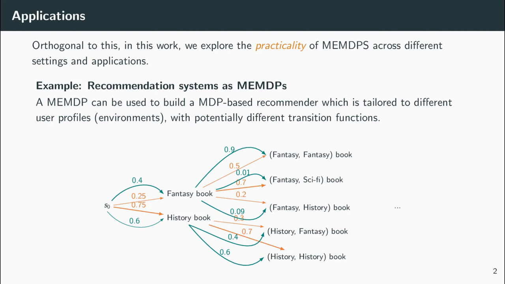The idea is that we can model a recommender system with a standard MDP simply by saying that each state is the sequence of choices from the user and the actions are which product to recommend next. The problem is that if we just use a standard MDP framework, then we have to build a controller which works well for every user. While using MEMDPs allows us to incorporate different user profiles as different environments and can be better tailored to different users.